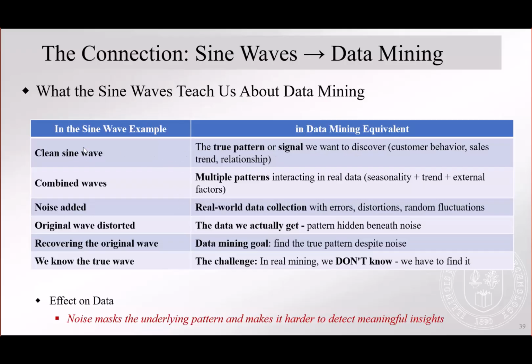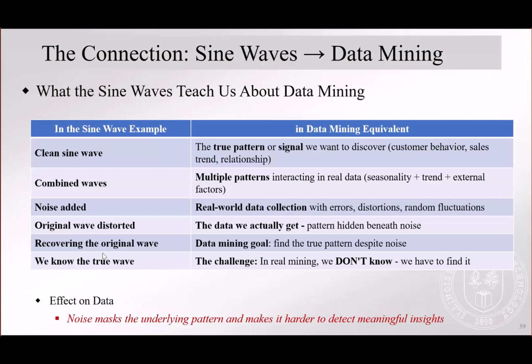Take a look at the first one here. In the sine wave example, we have a clean sine wave, which represents the true pattern that we actually want to discover, for example, customer behavior, sales trends, real relationships in the data. For the second row, we talk about the waves combined, which shows that in real life, multiple patterns interact: seasonality plus trend plus external factors all happening at once.